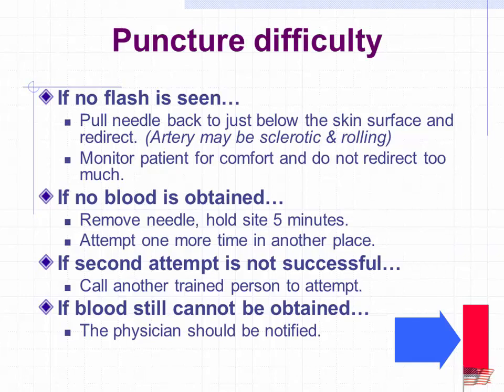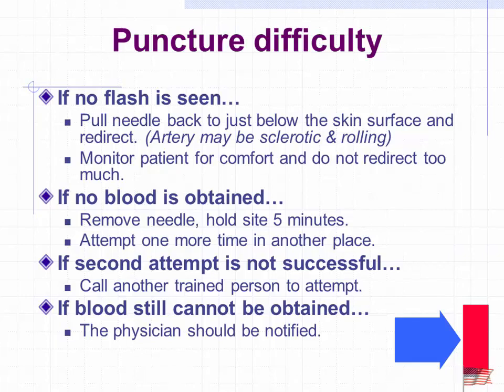If no flash is seen, you want to pull the needle back to just below the skin surface and redirect. Now what that means is I'm coming back, not taking it out, but getting as close to the surface as possible and moving it to another position, because I might have missed the artery entirely. Especially with sclerotic arteries, you'll see in older individuals. You're not there to do sewing. Okay. So it's one redirect, and if I'm not getting it, I may be in the wrong spot entirely. They're going fishing. That's about the height of it.